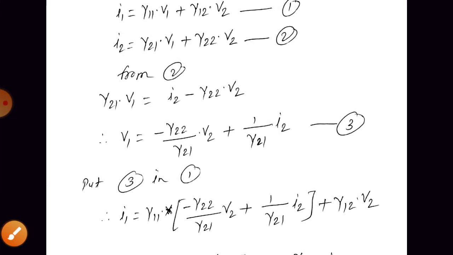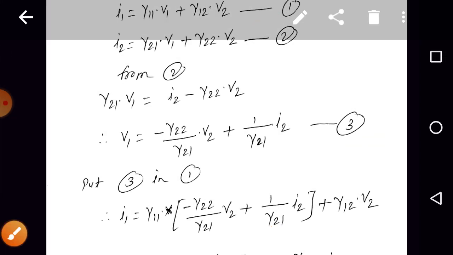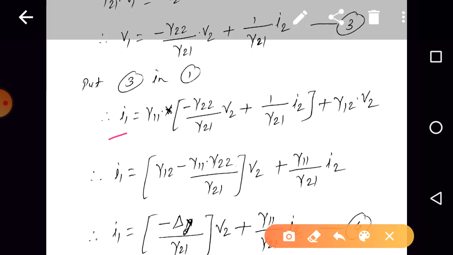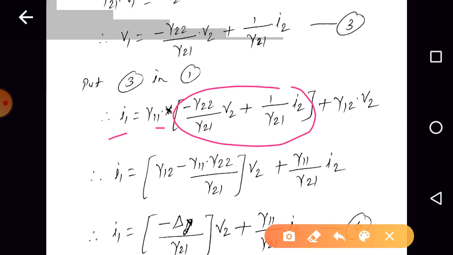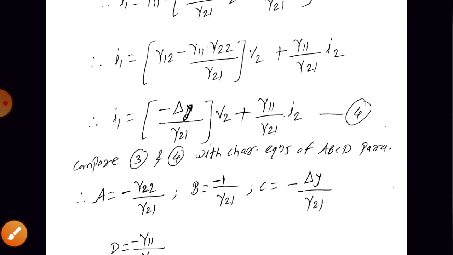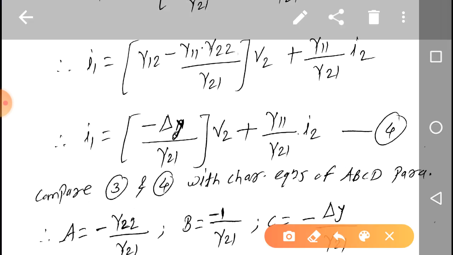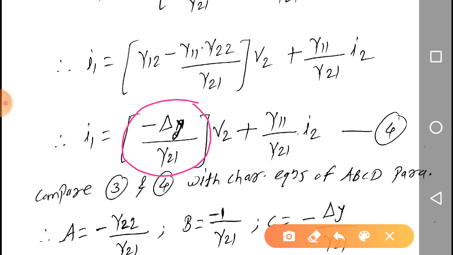Next, can we put this equation 3 in equation 1? Yes. So from this we can write i1 is equal to y11 into v1, instead of v1 put equation 3 here, plus y12 into v2, right? And after rearranging the terms, we will get the expression for i1, which is equal to minus delta y by y21. Because after taking the cross multiplication, it is y12 into y21 minus y11 into y22. So it is a minus of bracket y11 y22 minus y12 y21. So that's why it is minus delta y upon y21 into v2, plus y11 upon y21 into i2.